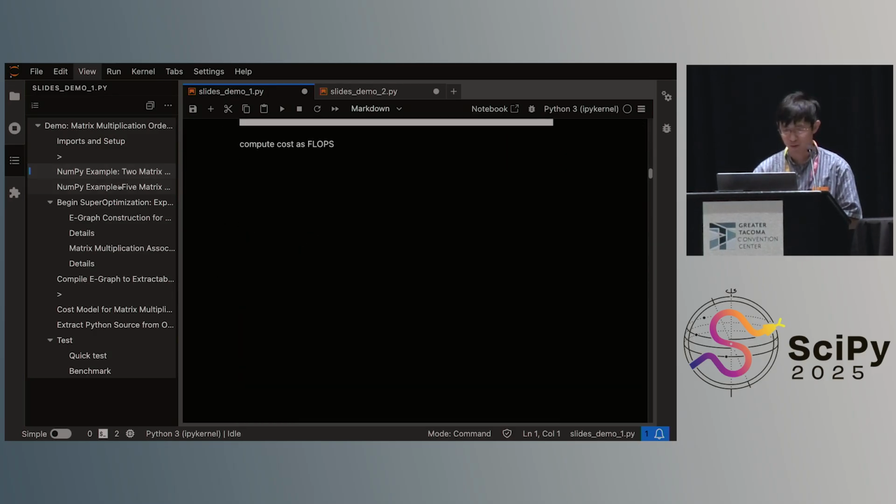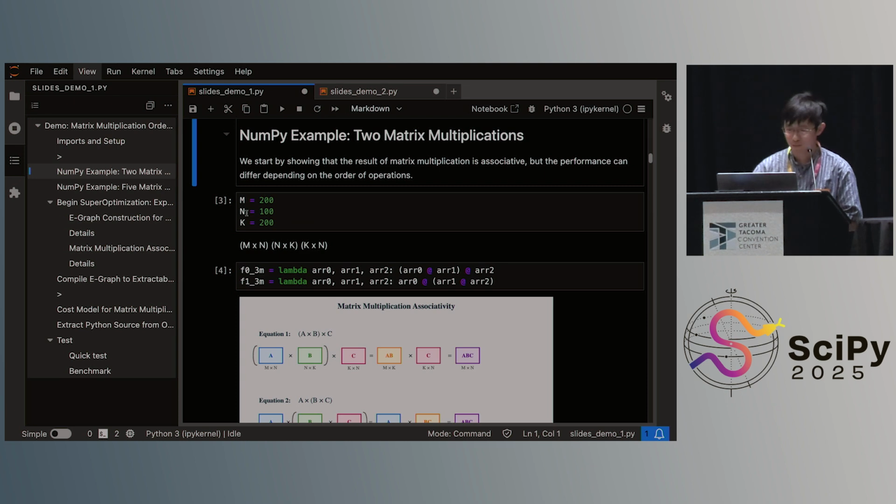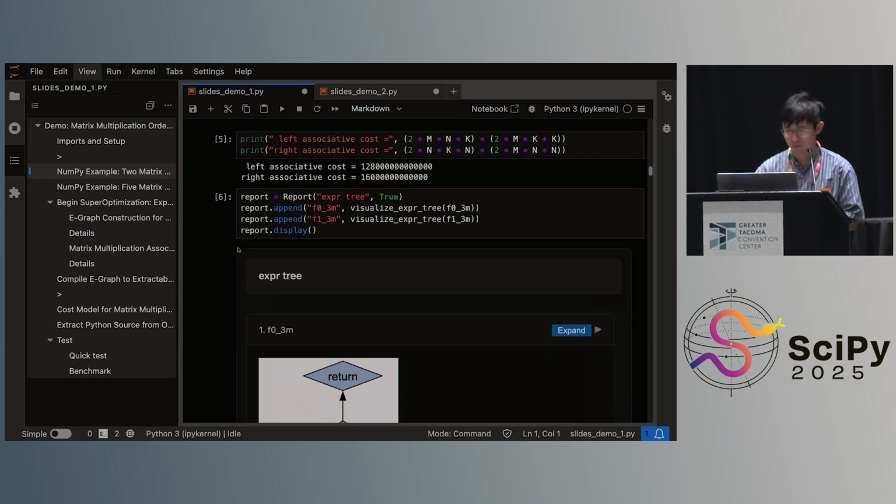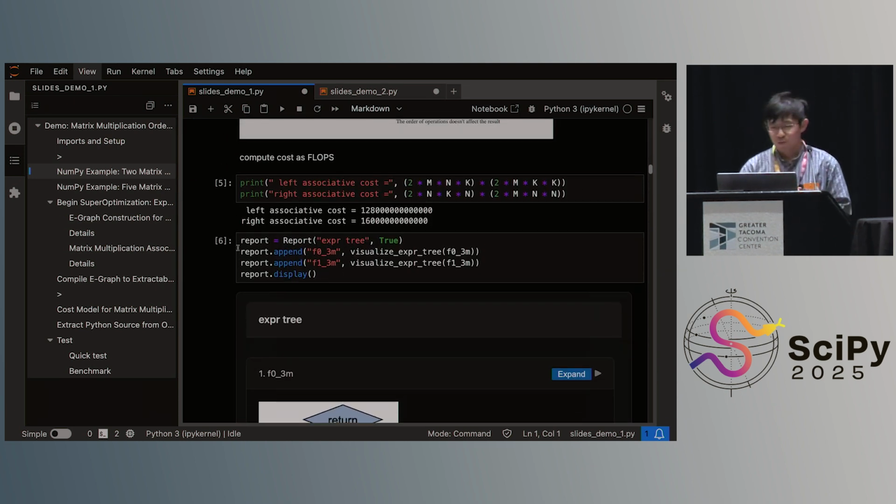And why is this blank? OK, there you go. OK. So the associativity rule holds for the result, but the performance of these two equations is not the same.